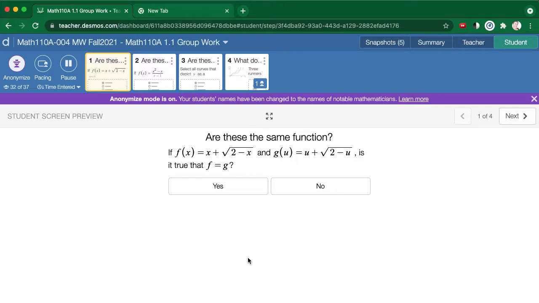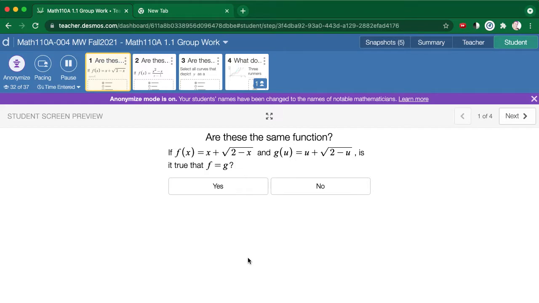Okay, I wanted to talk a little bit about the section 1.1 group work activity that we did in class. And I'm just going to go through these 4 screens. So the first screen was looking at these 2 functions. Are these the same function?